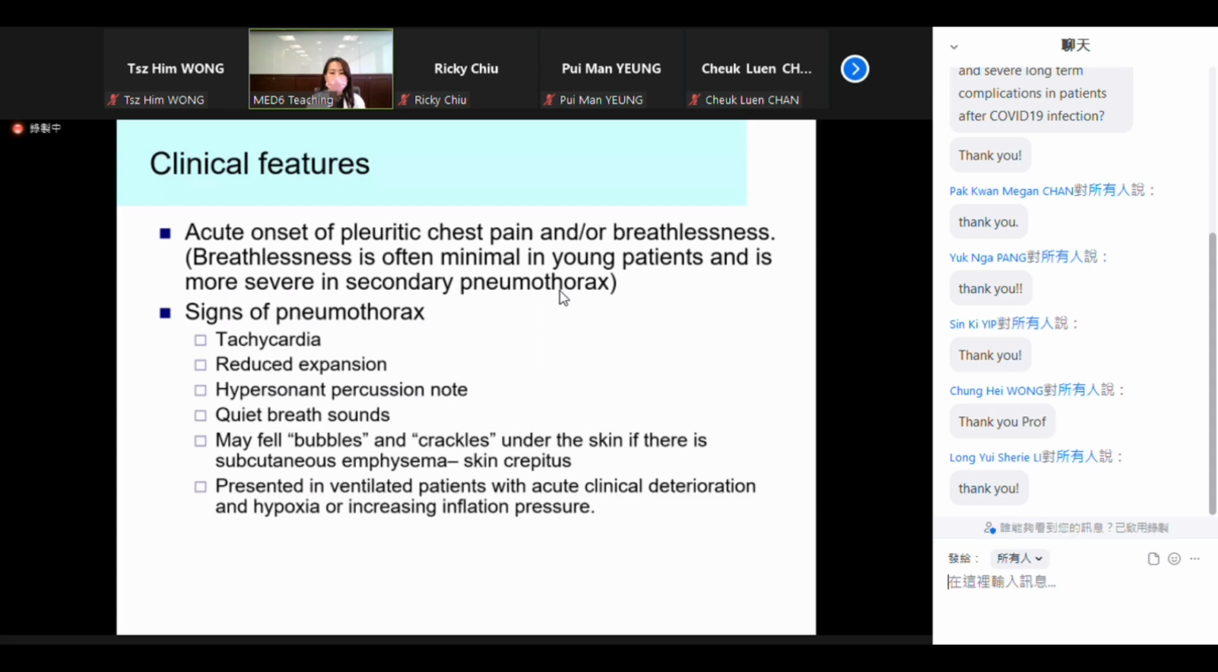It can also present with acute clinical deterioration in a ventilated patient. That means if the patient has another disease like asthma or pneumonia, and is intubated, and then there's suddenly acute deterioration, then we have to take an urgent chest X-ray, and also examine the chest to see if a pneumothorax has occurred, causing the sudden deterioration.